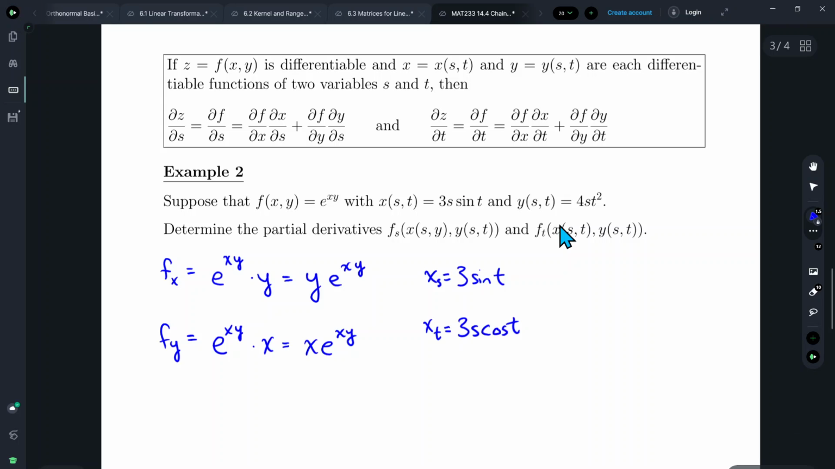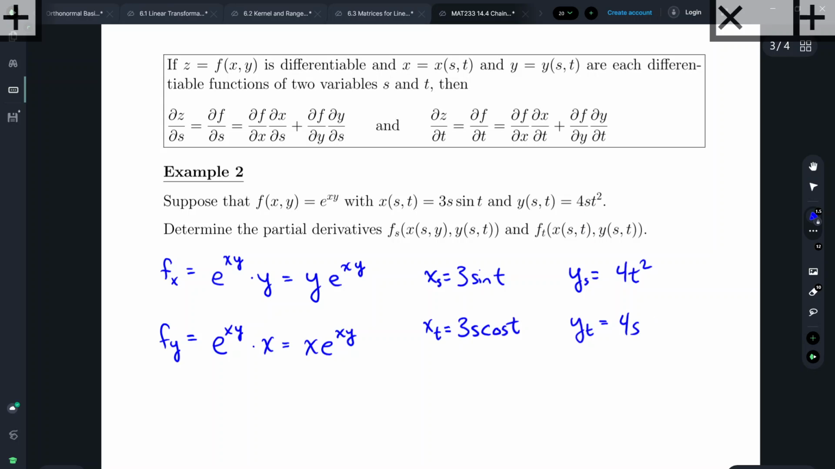And then now we differentiate y with respect to s and t. So y with respect to s, the 4t squared is the constant coefficient. And then the partial of y with respect to t. So s is constant, and the derivative of t squared is 2t. So we get the partial of y with respect to t is 8st.